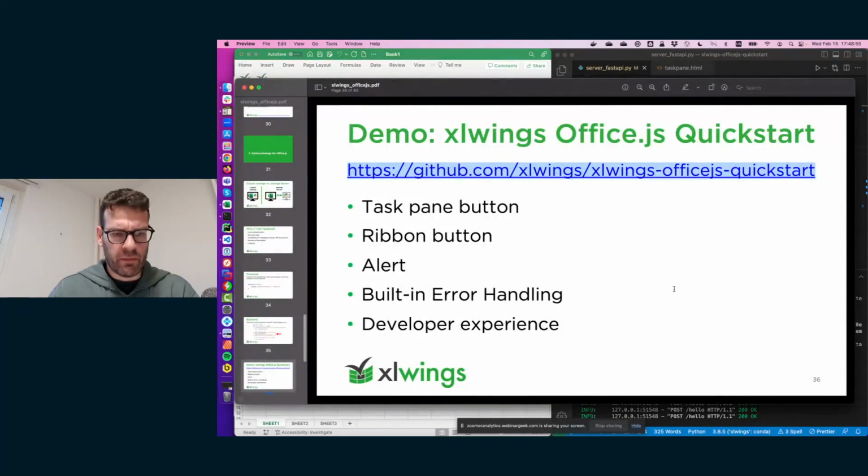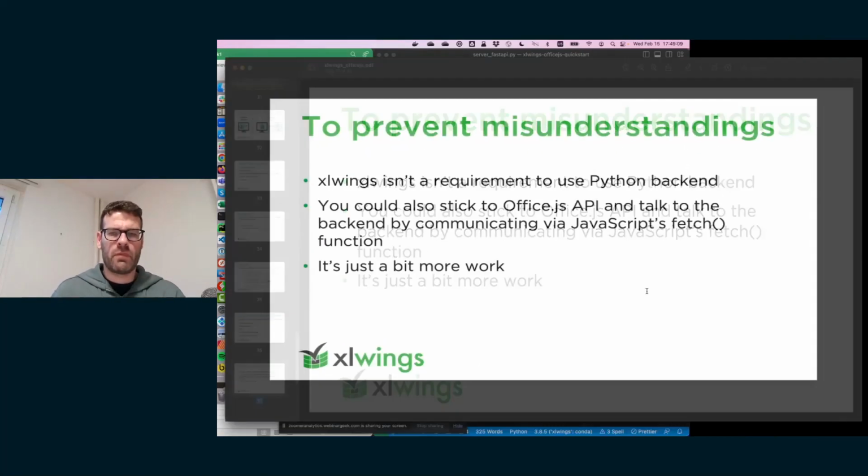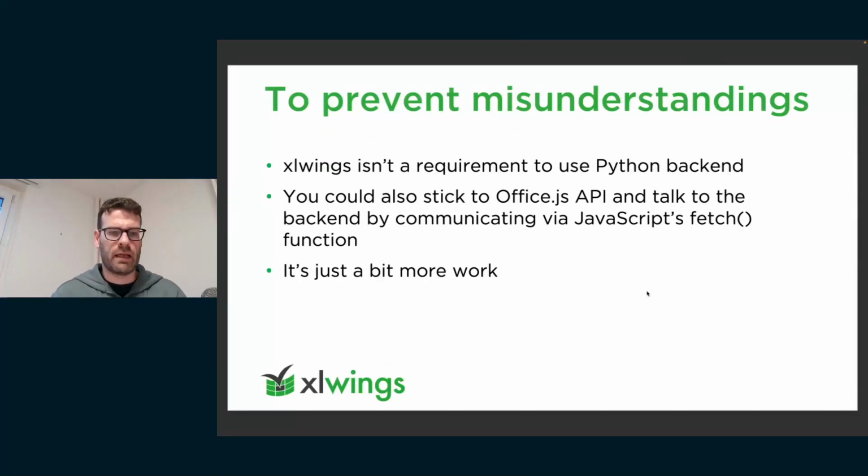All right, let me see what else I forgot. I guess that's pretty much it in terms of this little quick start demo I wanted to show you about Office.js with xlwings. And just to prevent misunderstandings, you absolutely don't need xlwings to have a Python backend with an Office.js front end. And that's one of my critiques, that there should be samples in the official documentation that show you how you can talk to a Python backend from a standard Office.js add-in.